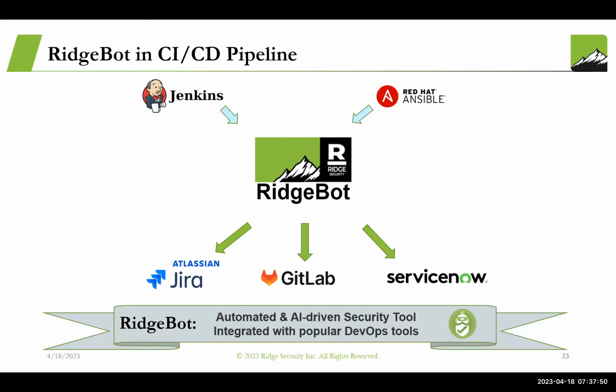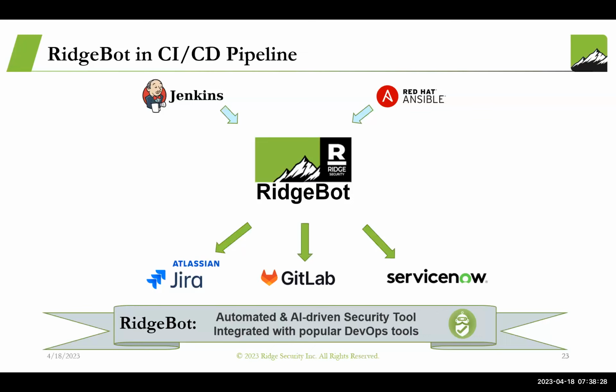Security testing tools that are automated and integrated with popular DevOps tools are required, as I just mentioned. Ridgebot is a good example of this. It can be integrated with build systems such as Jenkins and Ansible. We have working examples of this. I just want to mention that there is no integration needed on the Ridgebot side. The only thing that we will be providing is some reference implementations for both Jenkins and Ansible, so you can see how Ridgebot can be invoked from Jenkins or from Ansible.